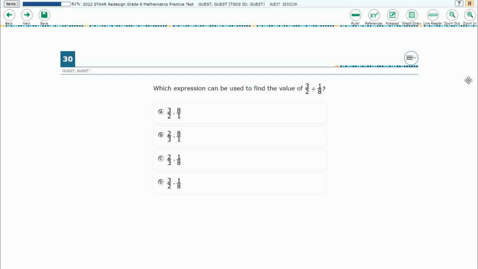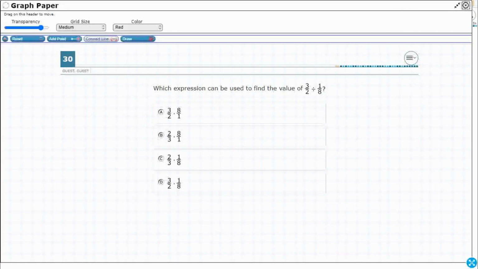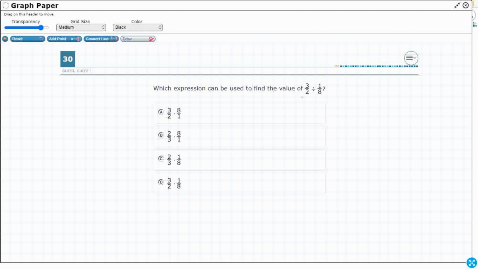So we've got this expression, 3/2 divided by 1/8. We simply need to find one of these multiplication expressions that is equivalent. All right, so I want to draw us a picture here of 3/2. And I'm going to take my 3/2 and divide it into eighths.